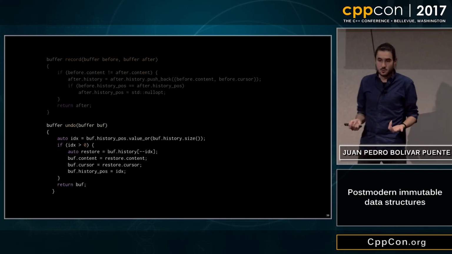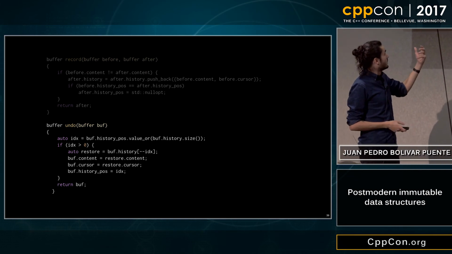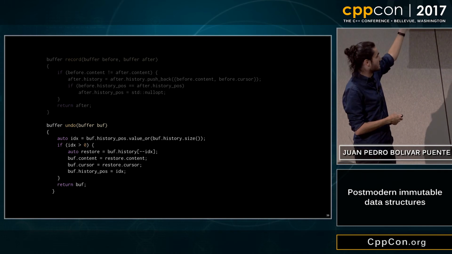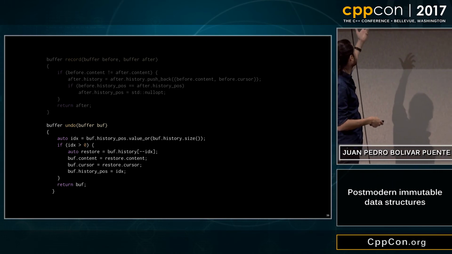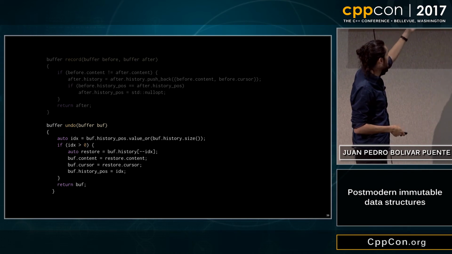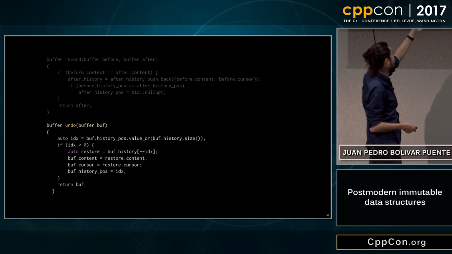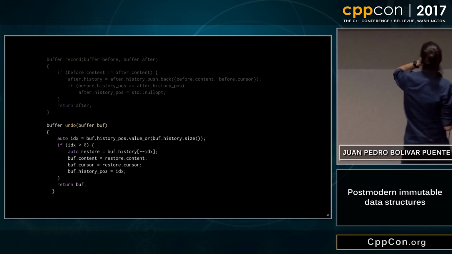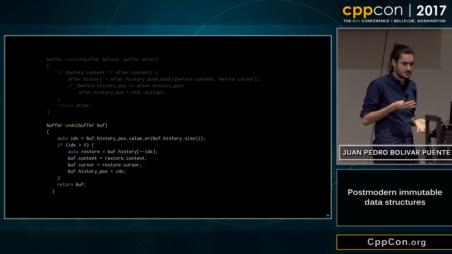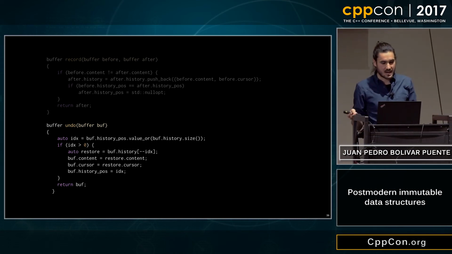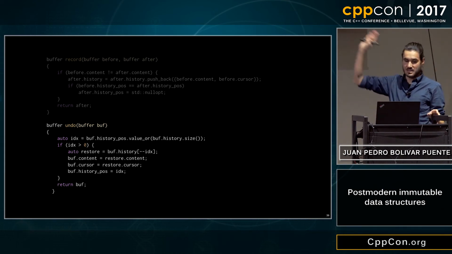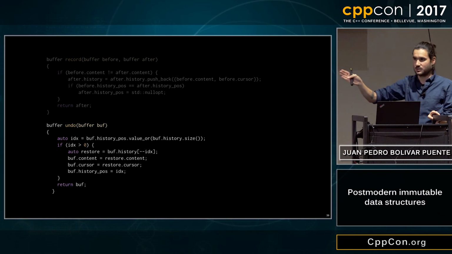Then when we want to undo, simply we take a buffer. Then we say, okay, give me the index in the history at which we are. If the index is greater than 0, then we take the last state from the history, and we set it as the new state. So the snapshot has the content and the cursor position. We set it, and of course the cursor in the history has now moved back. We also store that, and we return it.